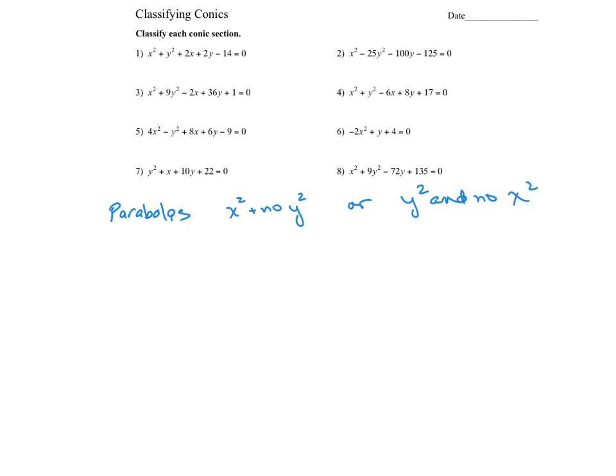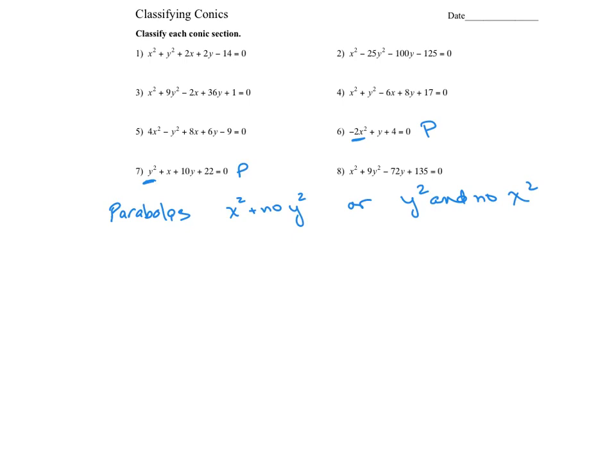So when I look at this group of equations, I find this one is a parabola because it has an x squared and no y squared, and this one is a parabola because it has a y squared and no x squared. So I found my two parabolas. It keeps you from getting confused later on. So the first thing you're going to do is find all your parabolas.